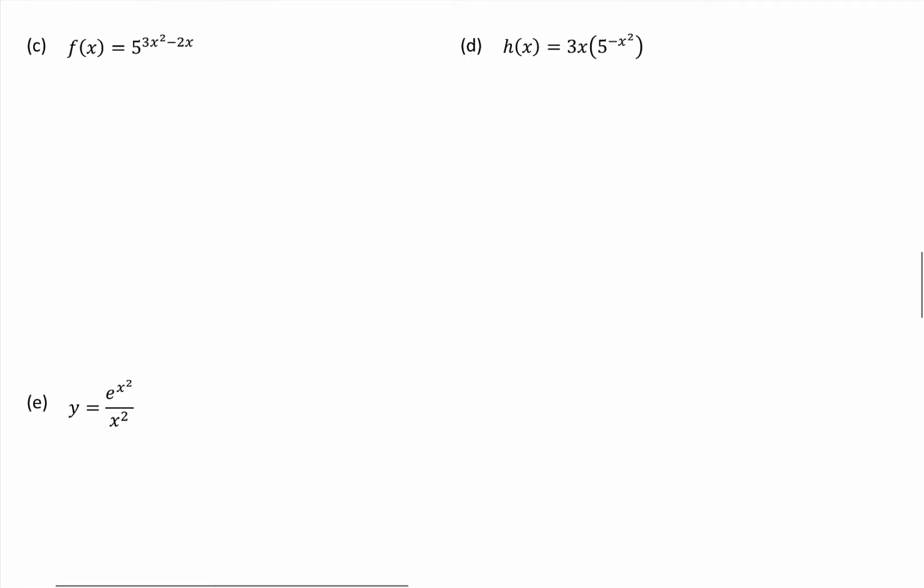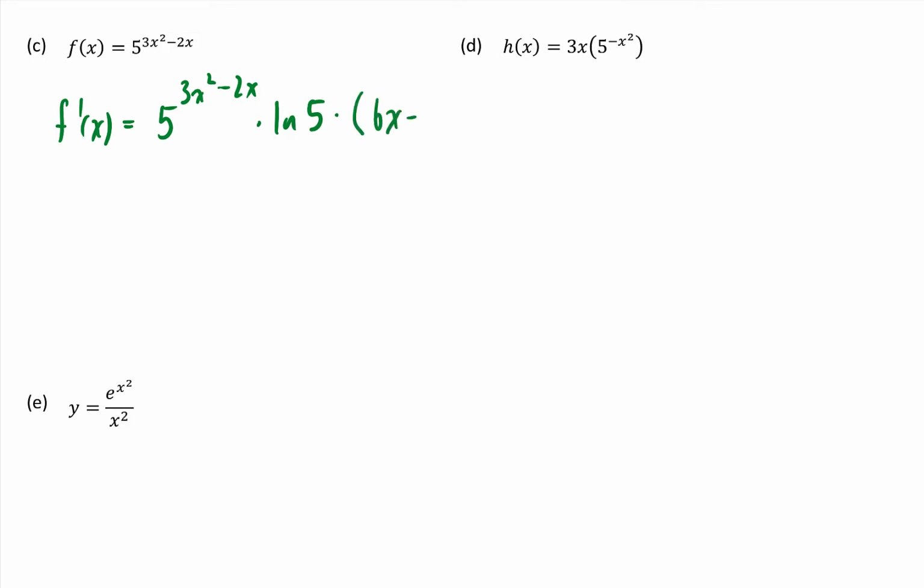All right, next one. So again, this is a composition of functions. So f prime of x is 5 to the exponent of 3x squared minus 2x times the ln of 5. Since this is a composition of functions, we need to multiply by the derivative of the inner function. So in this case, we have 6x minus 2.